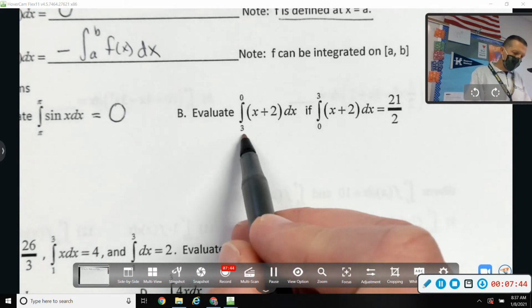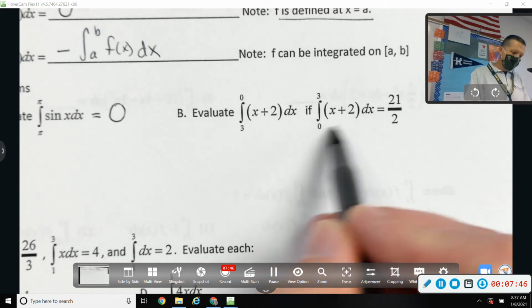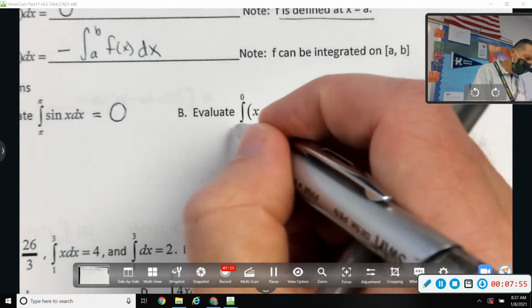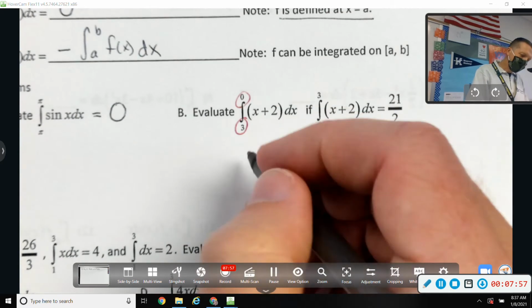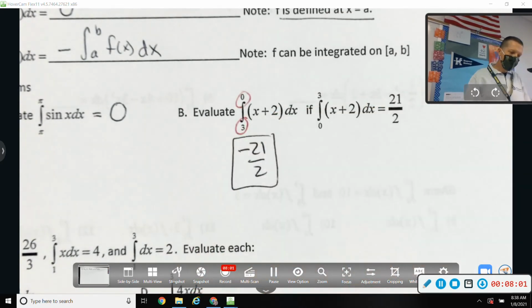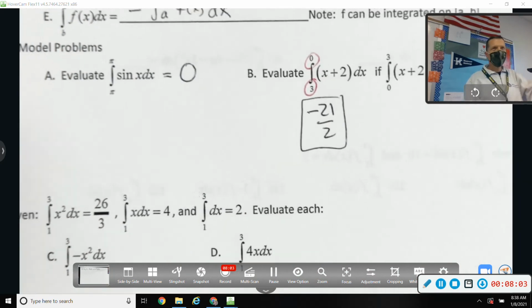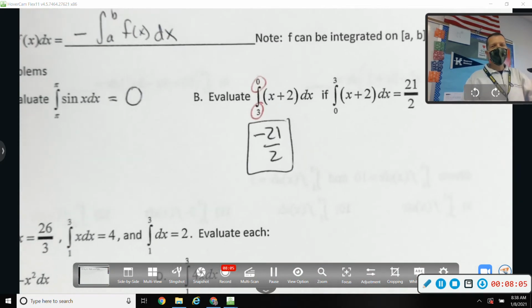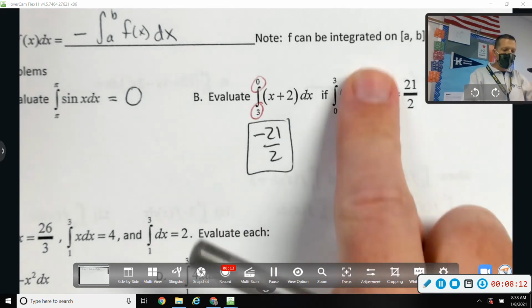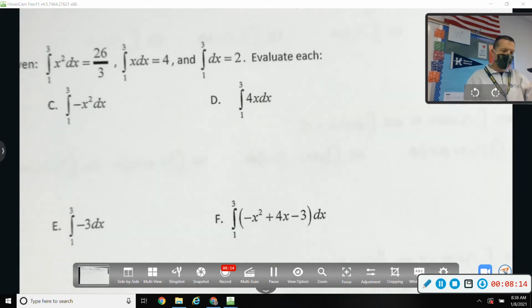Evaluate this integral if this integral is 21 halves. Negative 21 halves. Because all we did was switch the limits around, so that made it negative. Now, soon enough, later next week, we'll be able to evaluate this without knowing that, but we're not there yet. So one piece at a time.